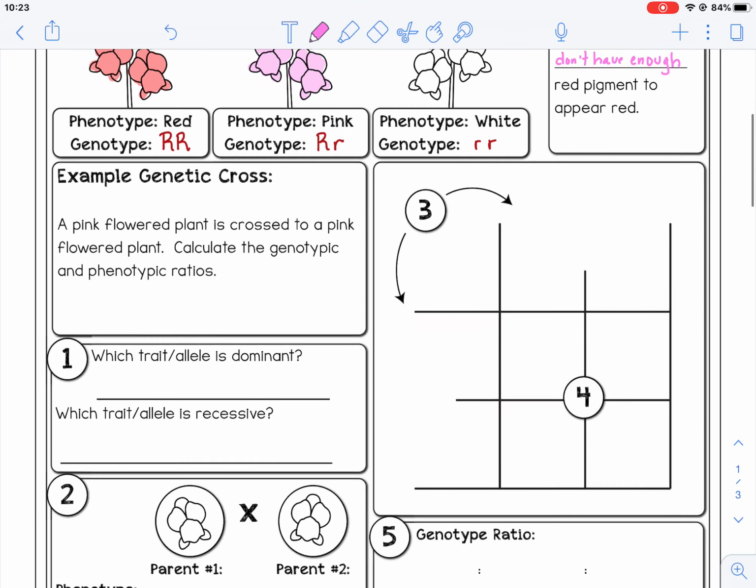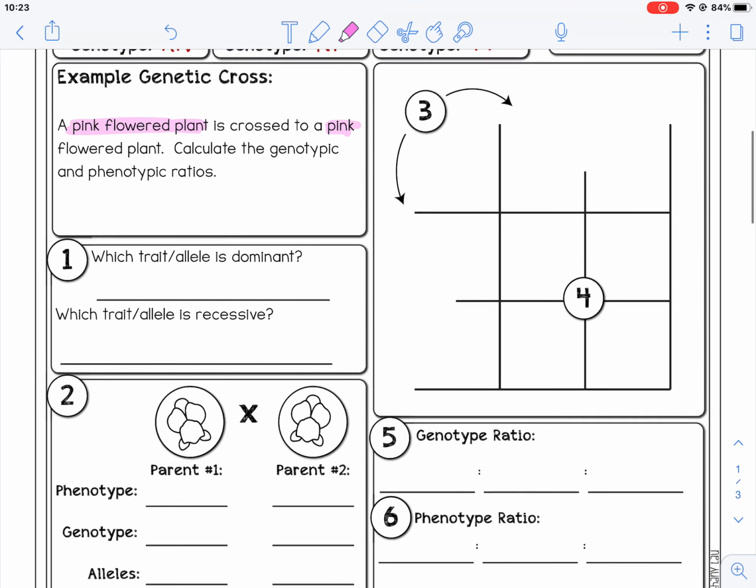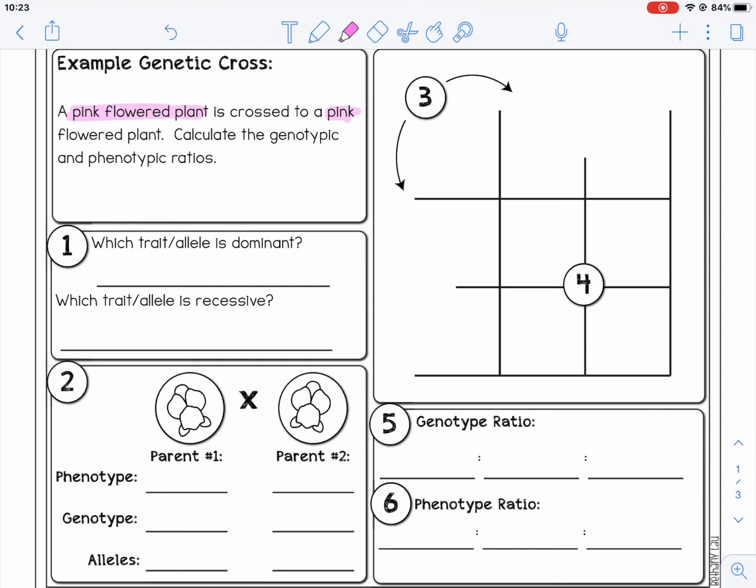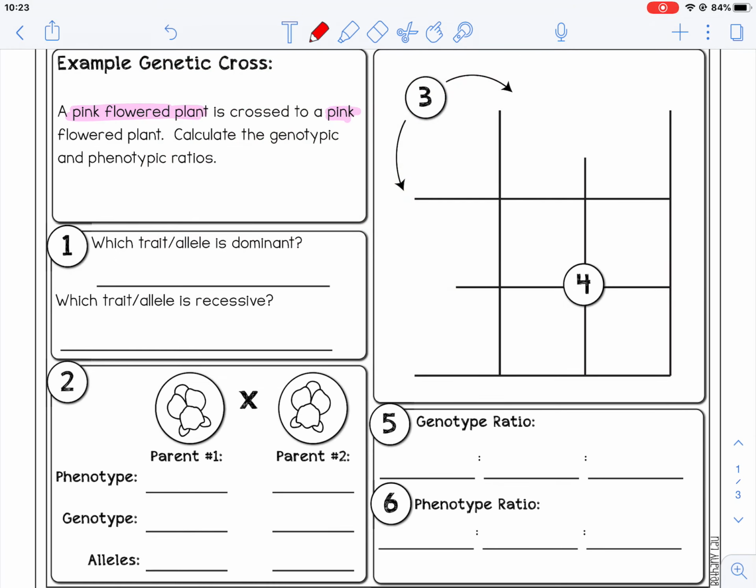So we're going to do an example here with crossing a pink flowered plant with another pink flowered plant. Okay, so first question we need to answer is, which trait or allele is dominant? Well, remember our capital letter represents what's dominant. So red, big R. But remember, it's only incompletely dominant in this case.